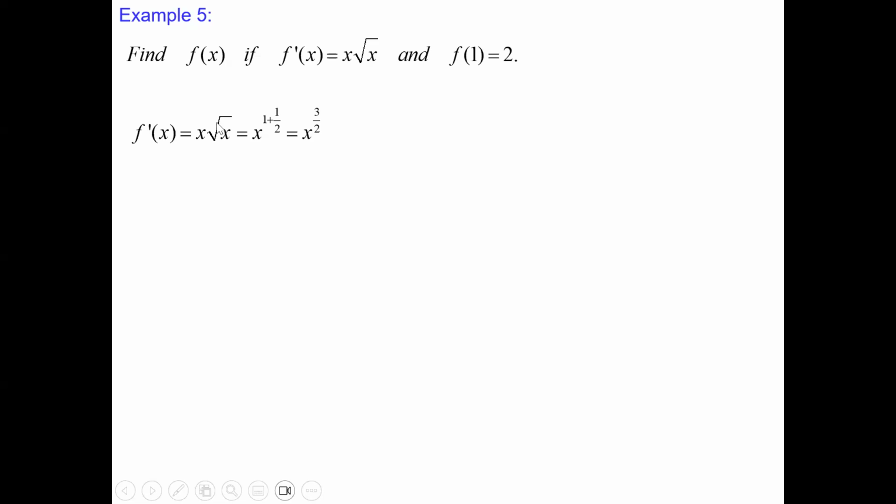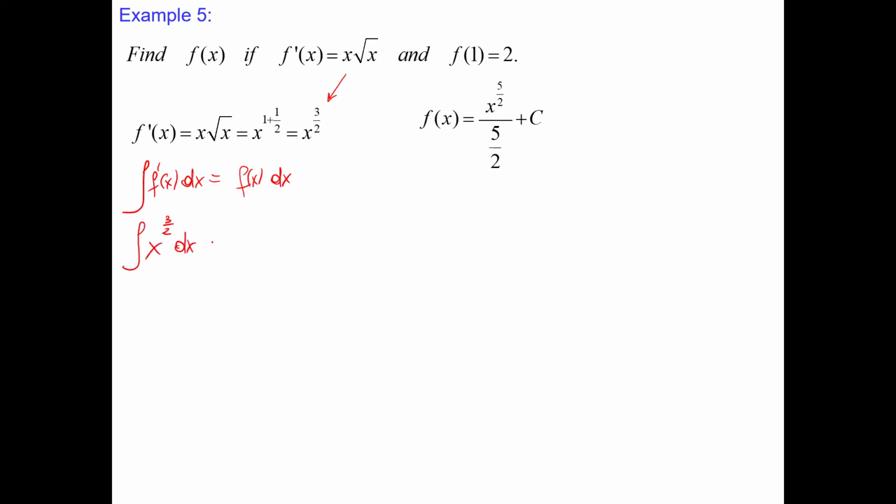That means let's avoid the product by multiplying x to the power of 1 and x to the power of 1/2, adding the exponents. That means our function is basically x to the power of 3/2. And now what is the antiderivative? The integral of x to the 3/2 will be x to the power of 5/2, because we add one, divided by 5/2, plus the constant.